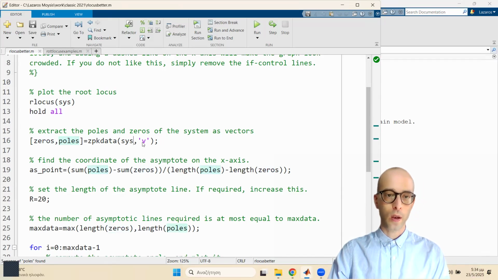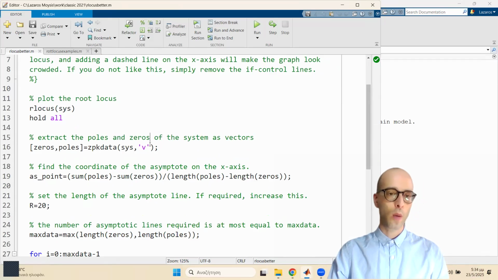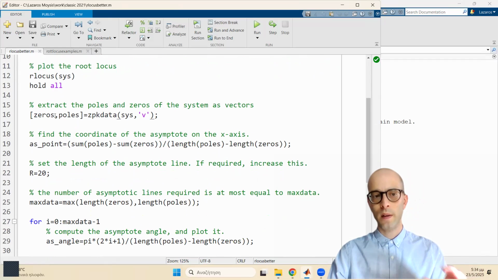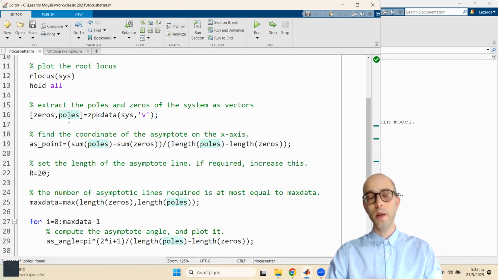The comma v that you see right here basically transforms the zeros and poles variables into vectors. Otherwise they may be returned as a different structure, but we want them as vectors. The first step is this.